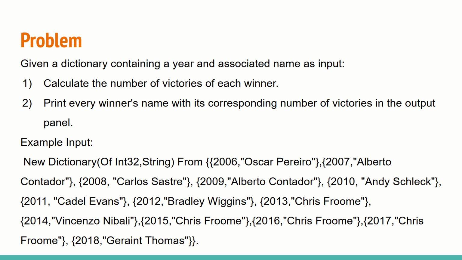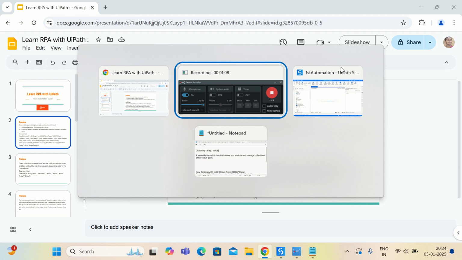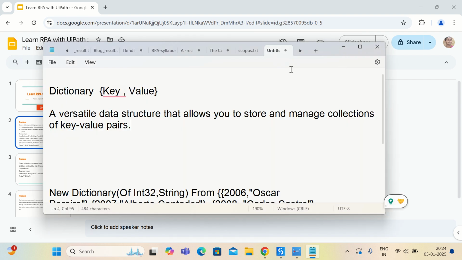So here is the example input given for us. Right from 2006 till 2018 they have given key value pairs of winners. Sometimes the name of the person is repeating, so that's why we should be able to calculate the number of victories of each winner and then display it in a log window. Before proceeding with this, let us try to understand the concept of dictionary.